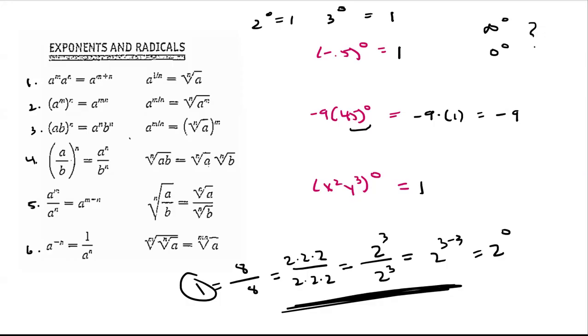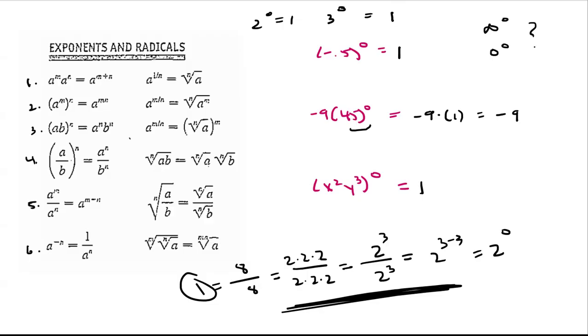Just to do a really quick recap here. So 2 to the 0 will give us 1. 3 to the 0 is equal to 1. Negative 0.5 to the 0 is 1. Negative 9 times 45 to the 0. Well, negative 9 is still negative 9. 45 to the 0 is 1. So negative 9 times 1 will give us negative 9. And then this here, x squared times y to the third raised to the 0 power will give us 1. And the question is, why is this the case? Any number or variable raised to the 0 power will give us 1, except when it's infinity or negative infinity to the 0 power or 0 to the 0 power.